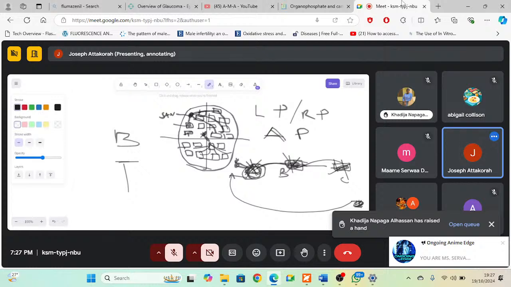Repolarization means relaxation. Depolarization means contraction. So these myocytes will undergo repolarization and depolarization, repolarization and depolarization, and the cycle will go on. So the cyclical depolarization and repolarization is termed as what? It is termed as the action potential.